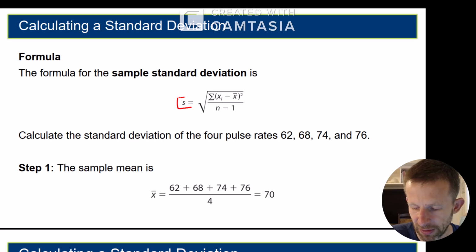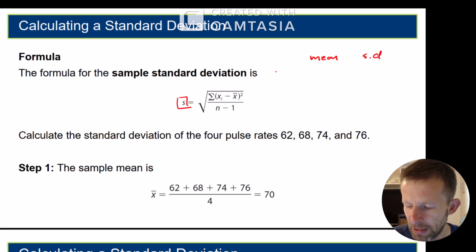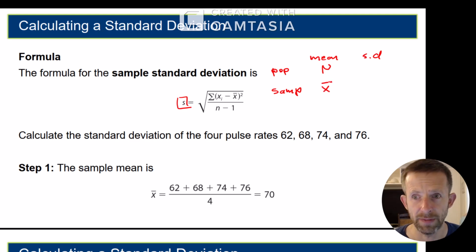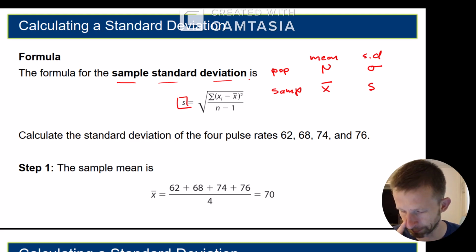So the sample standard deviation, by the way, a couple of symbols: mean and standard deviation. The mean of a population and the mean of a sample. The mean of a population is denoted by mu. The mean of a sample is denoted by x bar. The standard deviation of a population is denoted by sigma, and the standard deviation of a sample is denoted by s. So here I'm looking at a sample standard deviation denoted by s.